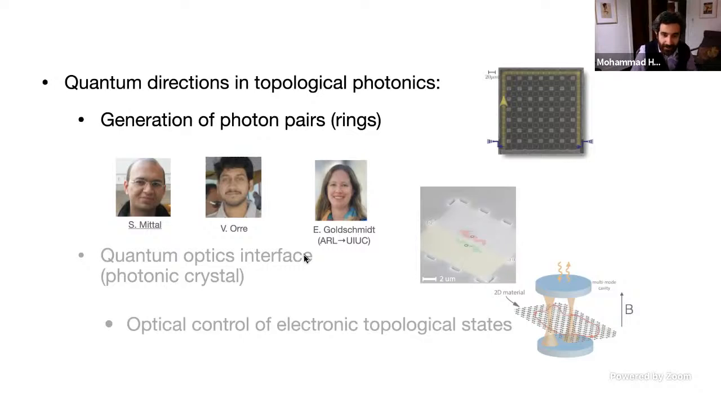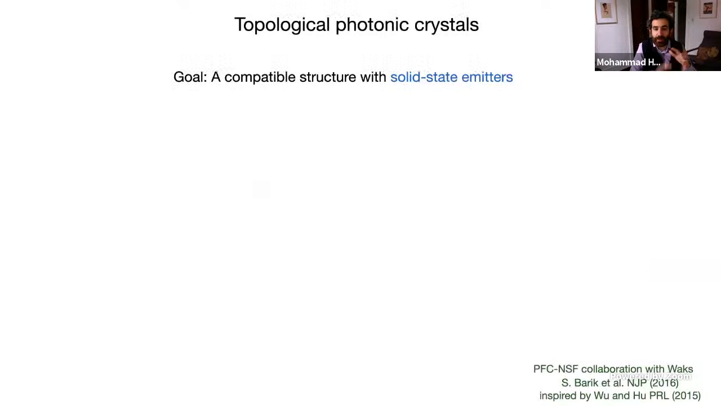Okay, so now let's go to the second part. The second part is the quantum optics interface. Now we would like to have a compatible structure that could be integrated with solid state emitters. The nonlinearity that I talked about in the previous part was bulk nonlinearity. It was not strong nonlinearity mediated by emitters. Now we would like to integrate some emitters to mediate strong interaction between photons, or understand how strong light-matter interaction works in a topological system. In order to do that, we had to leave our ring resonator architecture and look at another architecture, which is photonic crystal.